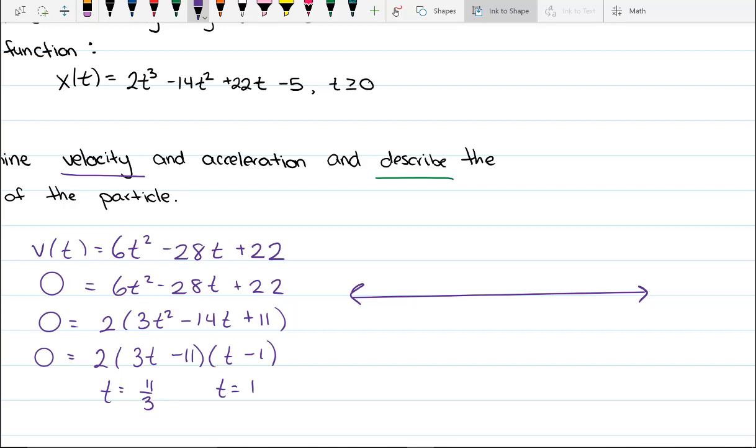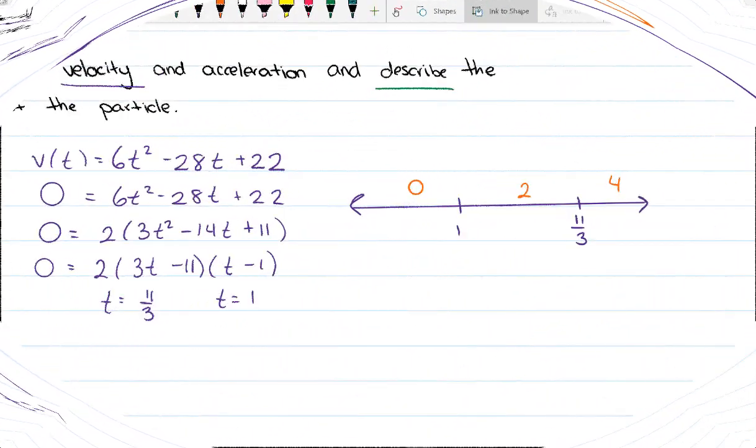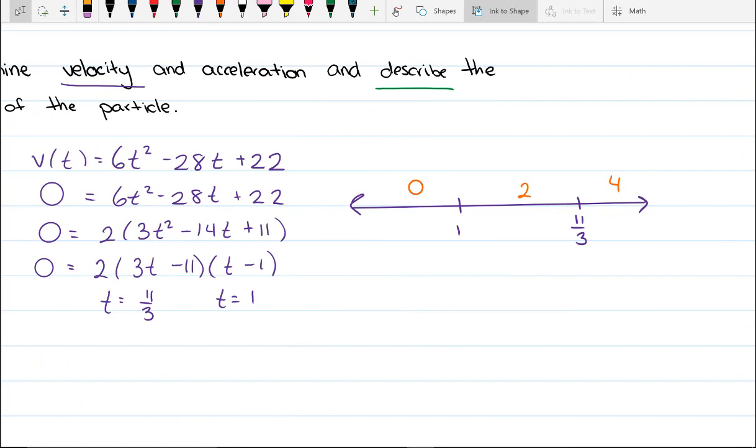So we used 1 and 11 thirds. Now we need to pick some values. I'm going to choose 0, 2, and 4. So go ahead right now, pause the video, and determine where the particle is going to be increasing and decreasing. All right, let's check it.